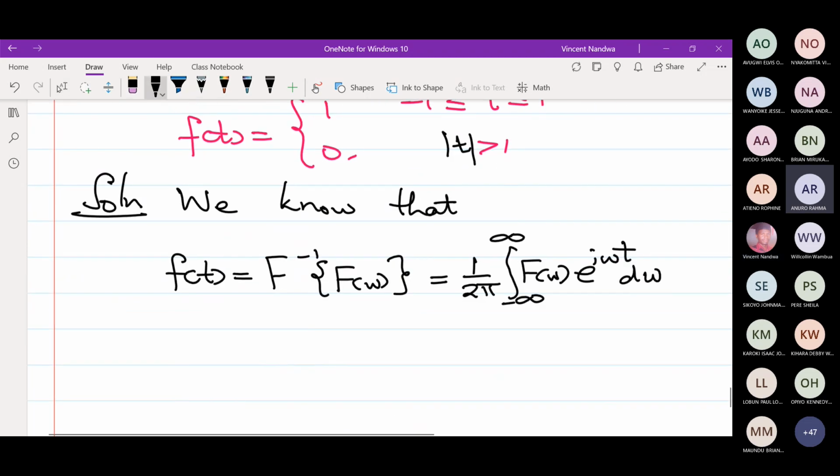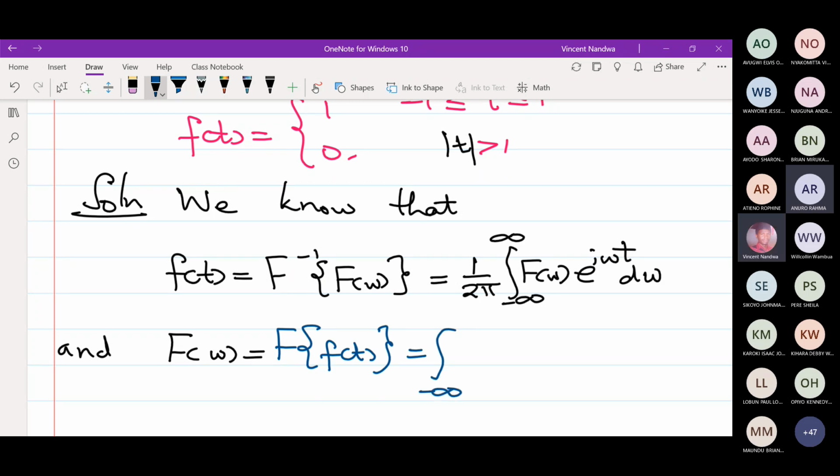and f of omega is given by, or which simply defines the Fourier transform of f of t, the integral from -infinity to +infinity of f of t e raised power minus I omega t dt. This is by definition what you mean by a Fourier transform pair.